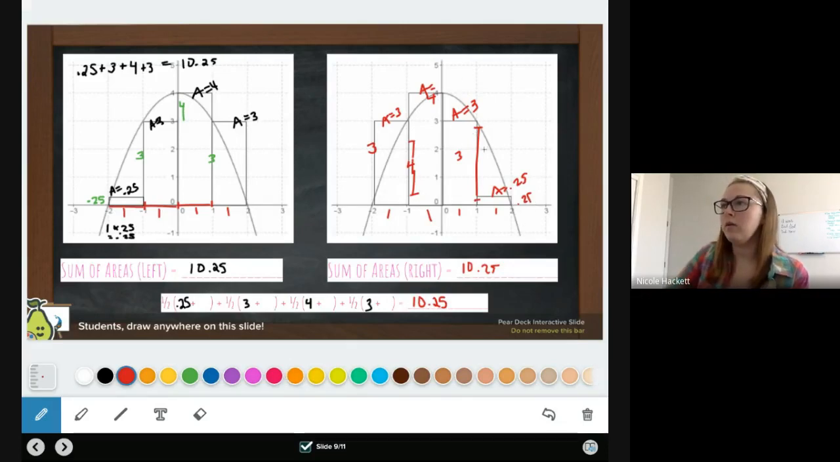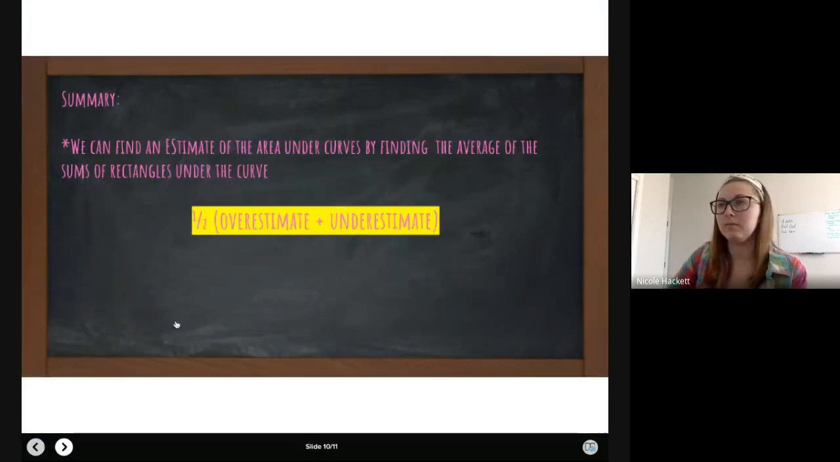So now we're going to take a look at just practicing writing this one in here. The first area, starting from left to right, was 3. And then we had 4, 3, and 0.25. And since both of our left sum and our right sum of areas were the same, our average is going to be the same also. All right, so you can find the estimate of an area under curved areas. You find the average of the sums of the areas of rectangles under the curve. So we do 1/2 times the overestimate plus the underestimate.